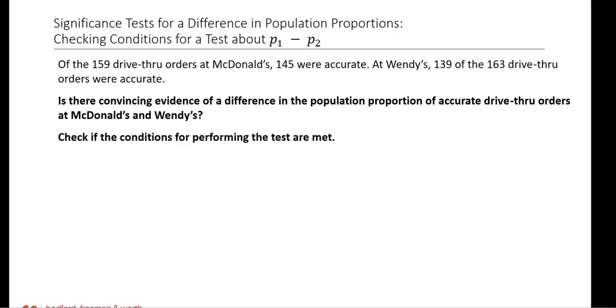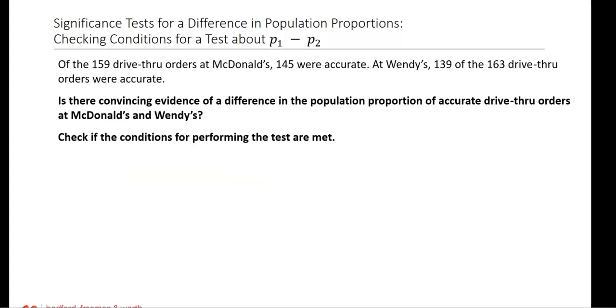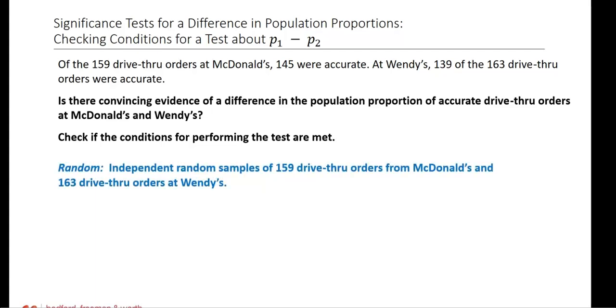So we already did the conditions, so we don't have to check them again. Oh, no, we haven't done it for this one, sorry. We did the hypothesis, actually. So random, they should say that in there. A real AP question will say random or random selection or random sample. Sometimes they even say independent random sample. If they say that, for sure, repeat that back.